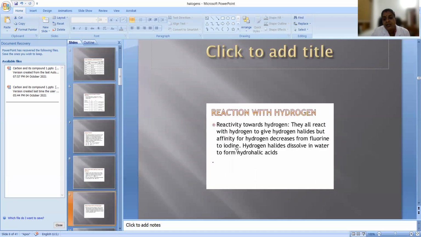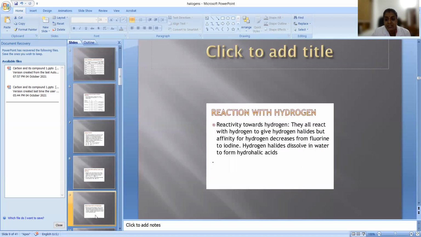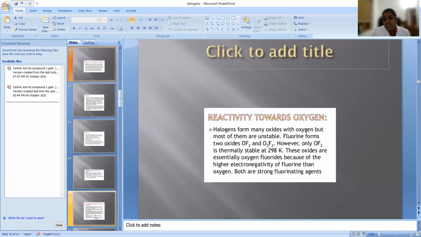Now, reaction with hydrogen. They react with hydrogen, and we know that it is an exothermic reaction. It will produce hydrogen chloride gas. Whenever a hydrogen halide is formed and dissolved in water, it will convert into a hydrohalic acid, hydrochloric acid, for example.